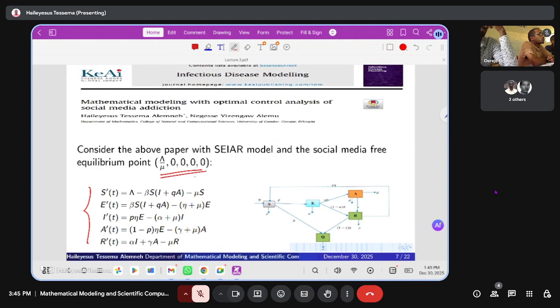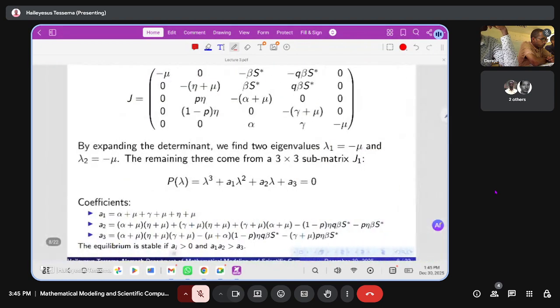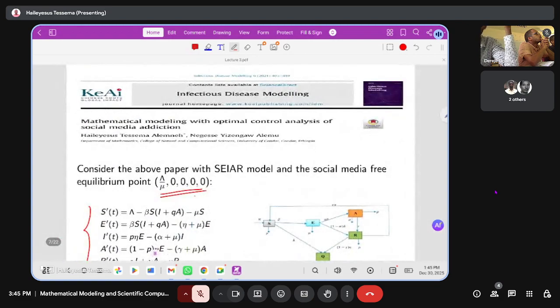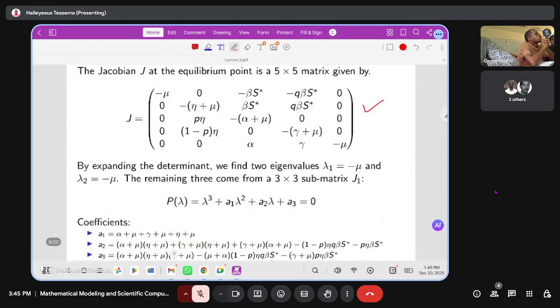From that, to check the local stability of this social media free equilibrium point, whether it's locally stable or unstable, we should find the Jacobian matrix. We find the Jacobian matrix by finding the partial derivatives with respect to each state variable: with respect to S, E, A, R, and Q. After evaluating the Jacobian matrix at this free equilibrium point, we obtained this Jacobian matrix. So let's determine the eigenvalues for this Jacobian matrix.